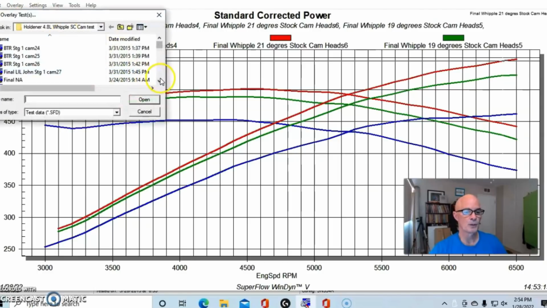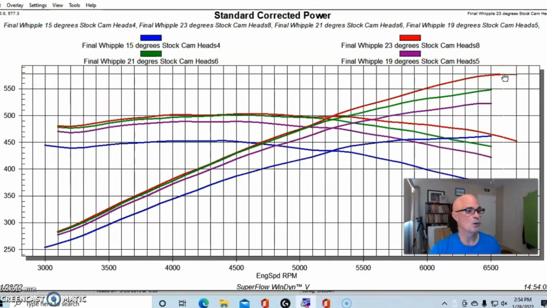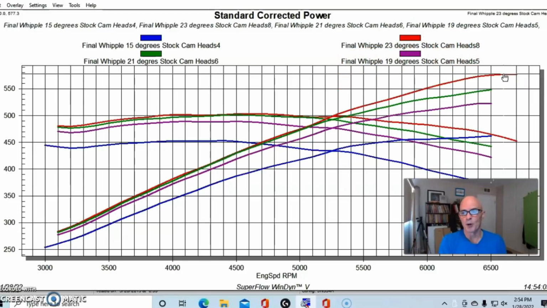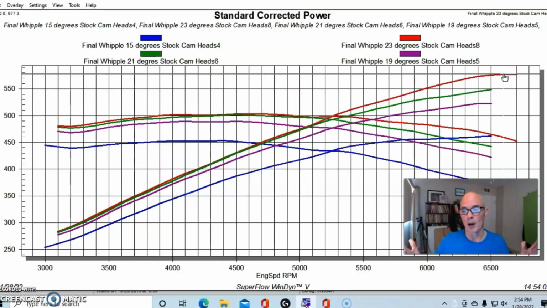Here's what happened when we went up our final timing step. We went up to 23 degrees. And this thing is still picking up power. It was amazing how much timing this thing wanted. We were up to 577 horsepower. It was at this point that I stopped. I didn't think that I wanted to go any higher than 23 degrees of timing on this particular combination. But you can see we improved the power by more than 100 horsepower just by going from 15 degrees of timing up to 23 degrees of timing on this supercharged 4.8.